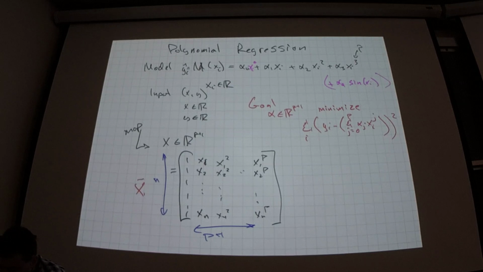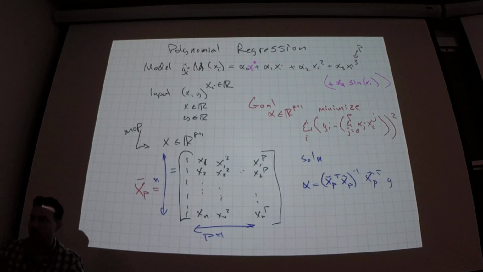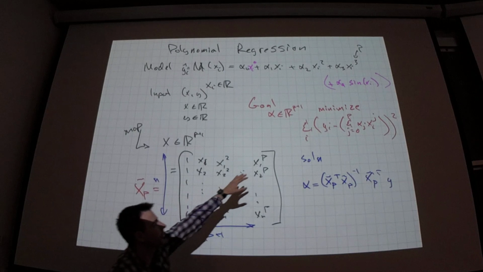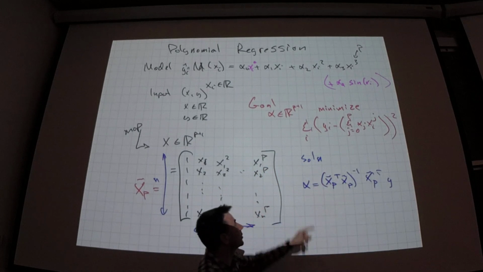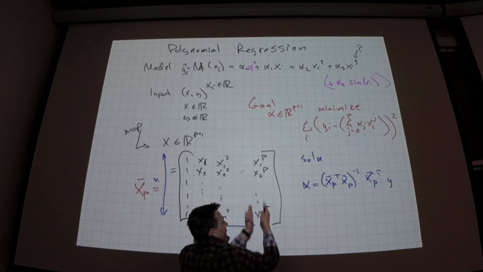I'll call this x tilde p, and then my solution is just going to be alpha equals x tilde p transpose x tilde p, inverse, times x tilde p transpose y. So it's the same optimal solution as before, but now I've handled this polynomial model. Or if I wanted to put sine of x_i, I could have put a column for that here.